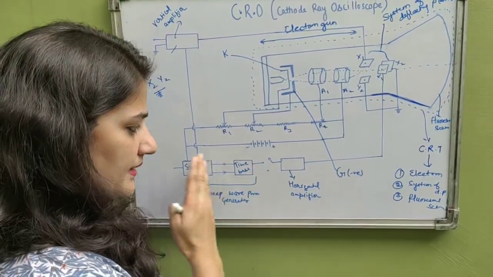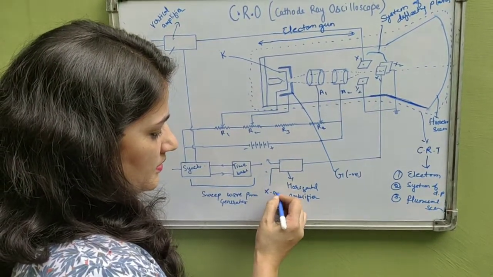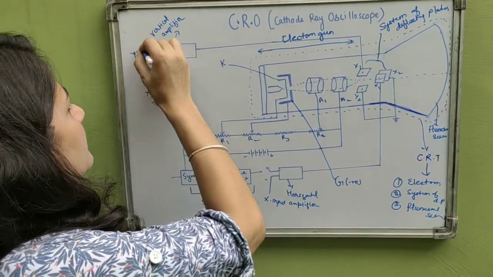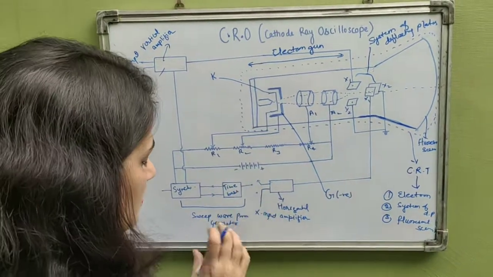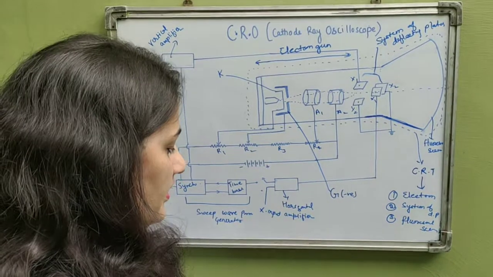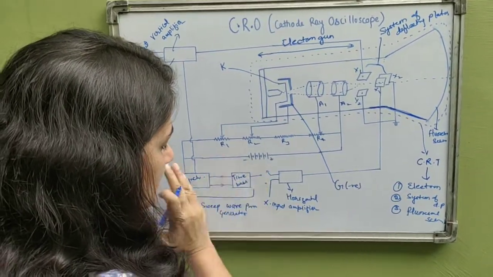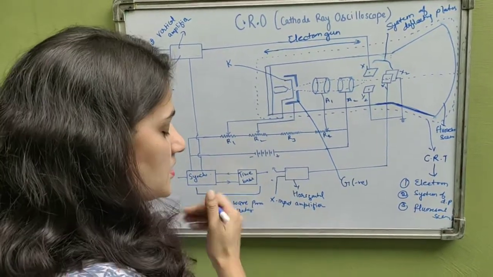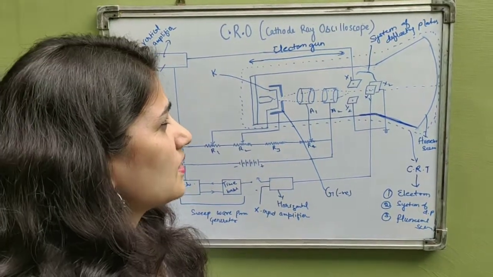If we don't connect this, then another input must be given here, the same as the Y input. Means instead of connecting the sawtooth waveform, we can connect any other X input and Y input. In this way we can discard, or cut off, the time base and synchronization circuit from this circuit. Okay, this is all about the CRO.